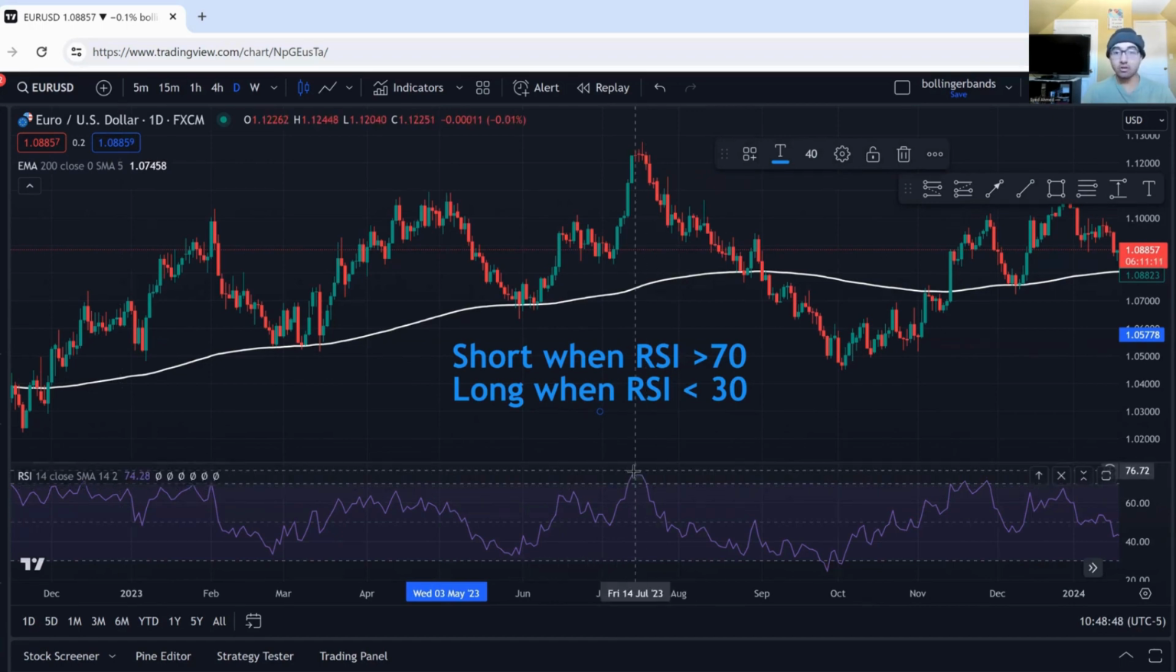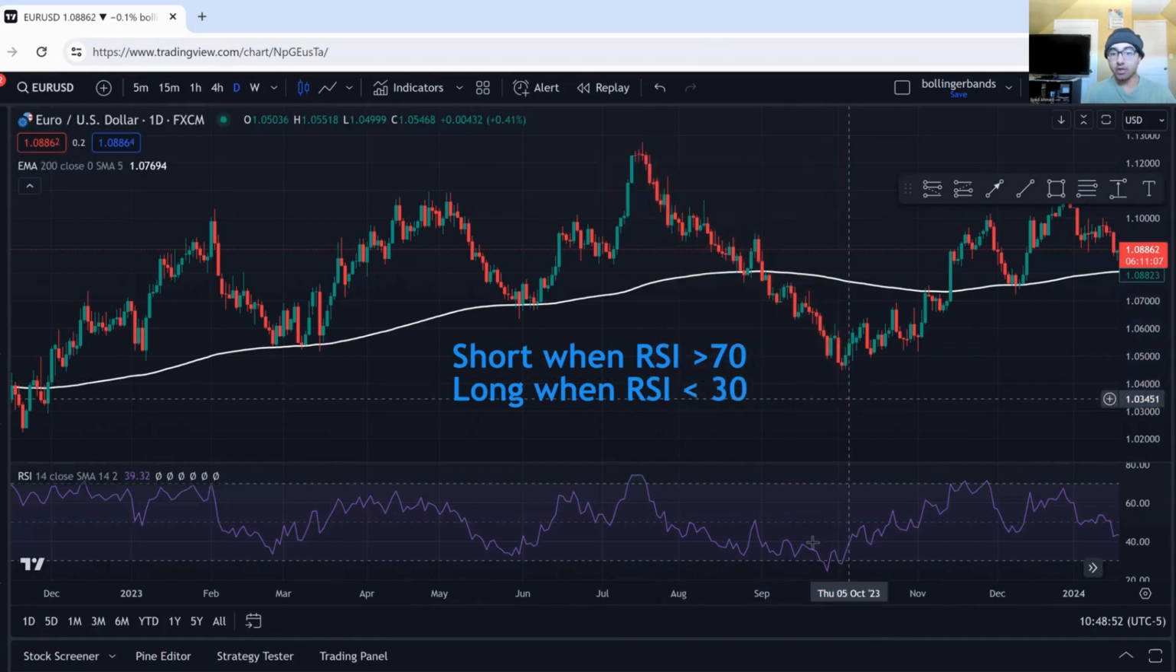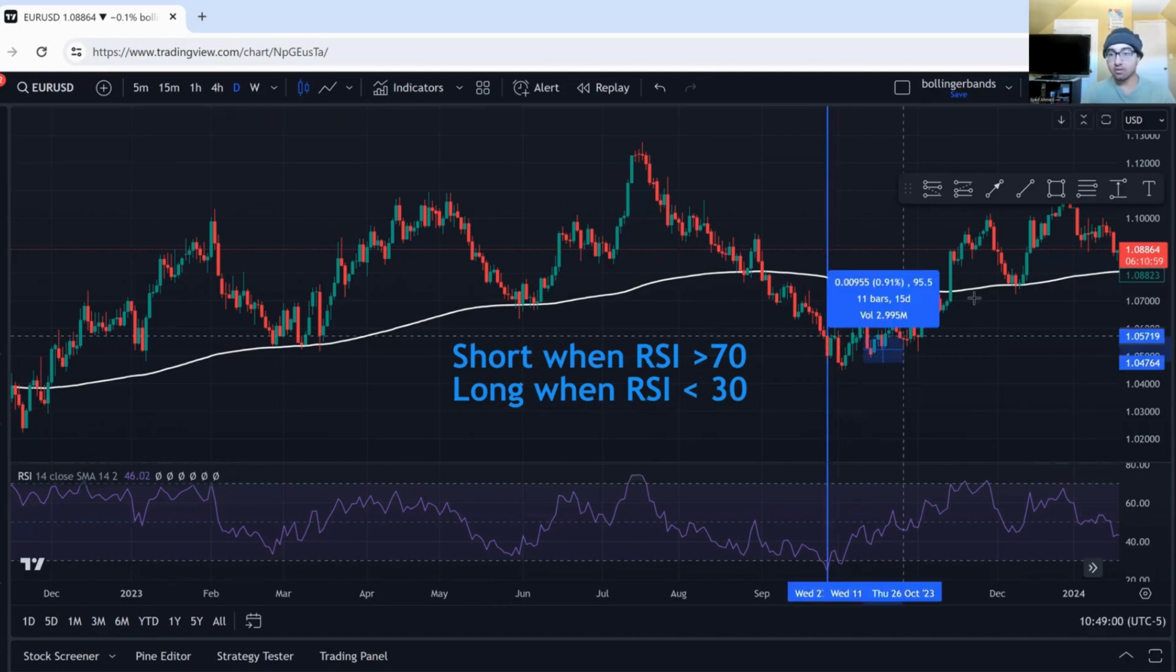We're above 70 over here. What ends up happening? Massive short. When do we go below 30? Right over here, right? Look at the RSI right over here. On this candle right over here, we're below 30. What ends up happening? Massive uptrend.